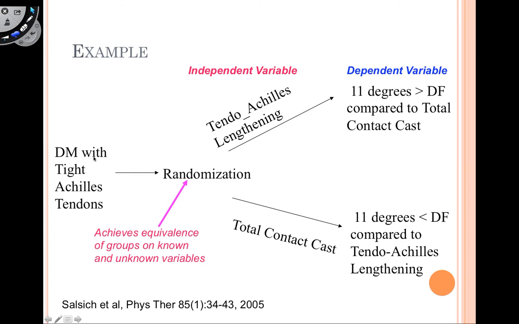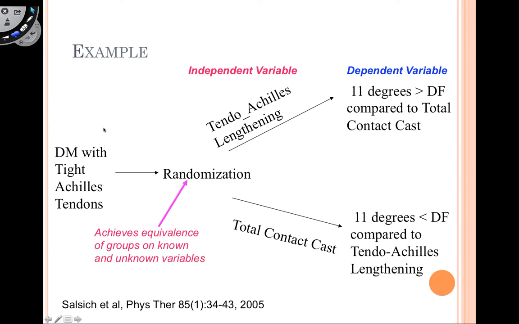Here's an example. We have patients with diabetes mellitus with tight Achilles tendons, and the relevance of this project is what we know that people with diabetes mellitus develop plantar ulcers, and once they do, it's difficult to stop those ulcers from progressing or allowing them to heal, and then oftentimes it results in amputation or limb amputation. So it's relatively important to stop those ulcers.